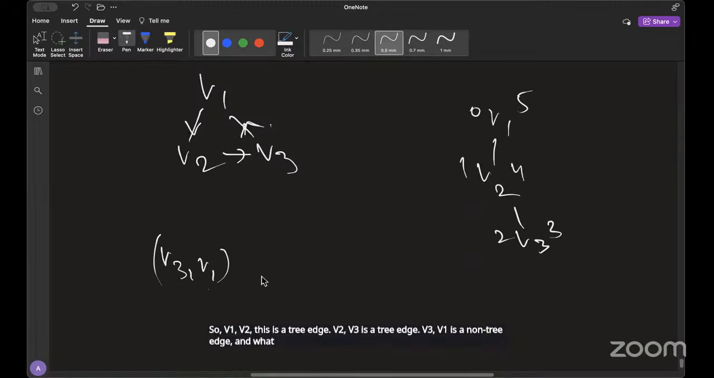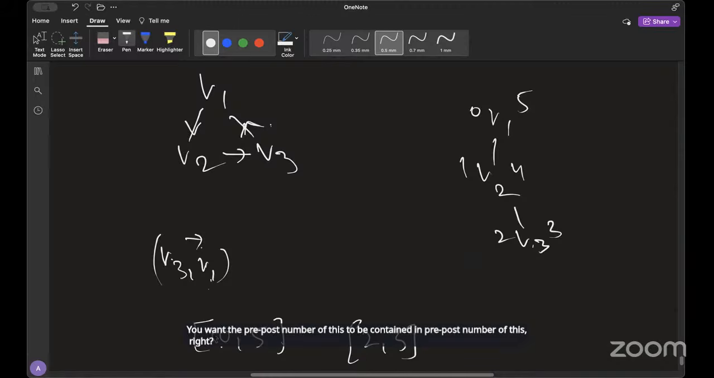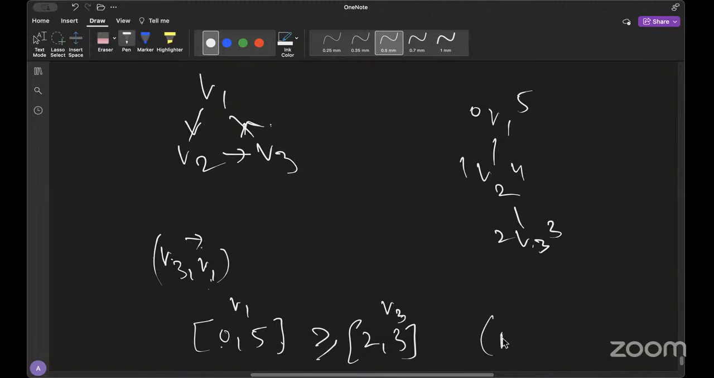And what kind of non-tree edge is it? This time, the pre-post number of V1 is 0 to 5, and the pre-post number of V3 is 2 to 3. For a forward edge, you want the pre-post number of this to be contained in the pre-post number of this, right? And for a back edge, the pre-post number of this should be contained in the pre-post number of this. This is for V1, this is for V3. So this should be a back edge. This time it's a back edge.